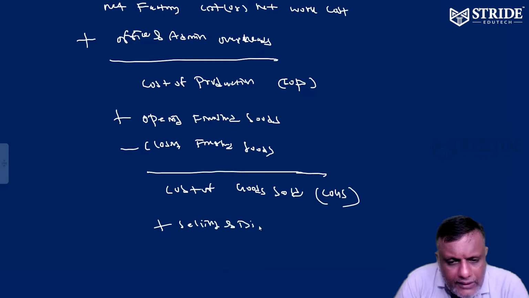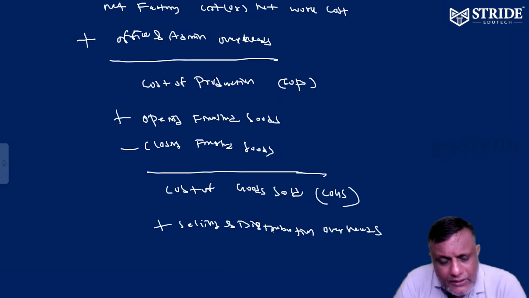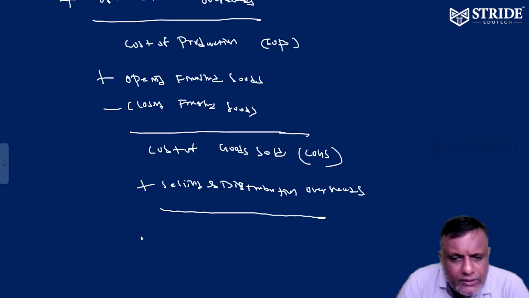To this cost of goods sold, add selling and distribution overheads, which means selling expenses, distribution expenses, selling depreciation, salesman commission, salesman salary, distribution expenses, distribution salary, whatever the related expenses of selling and distribution. If you add these, you'll be getting what is called cost of sale.